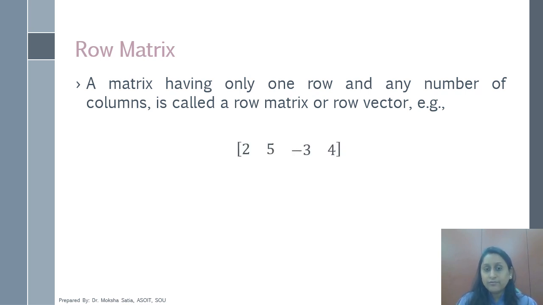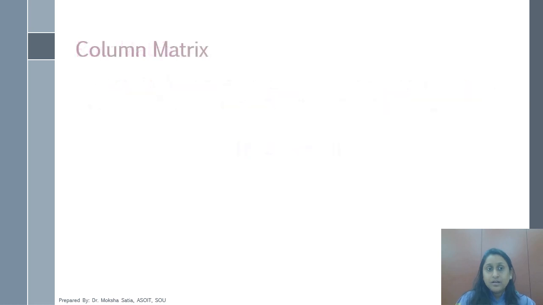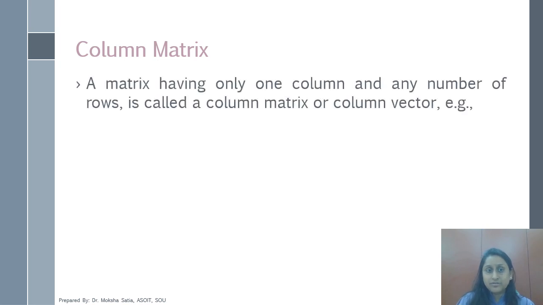Now let's take 2, 5, minus 3 and 4 in a row manner, so it will create a row matrix. Next is a column matrix. Similar to what we have seen in a row matrix, in this matrix we have only one column and we can take any number of rows which forms a column matrix. Now, for a column matrix, let's take 1, minus 3, 4 and 0 and arrange them in a column manner. It will create a column matrix.